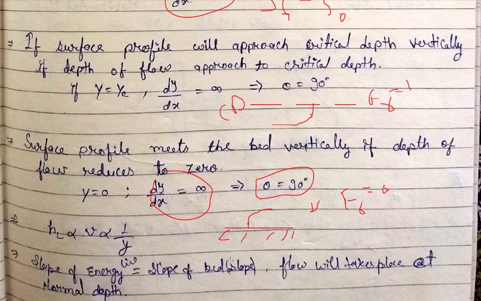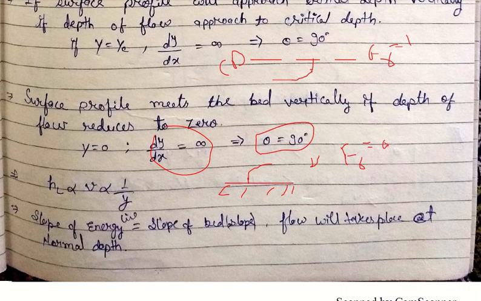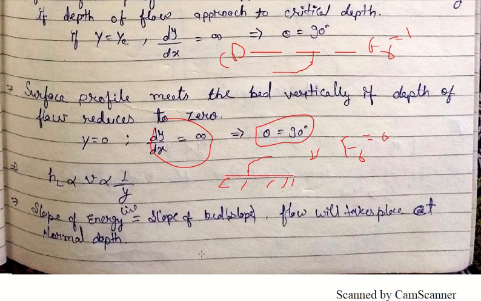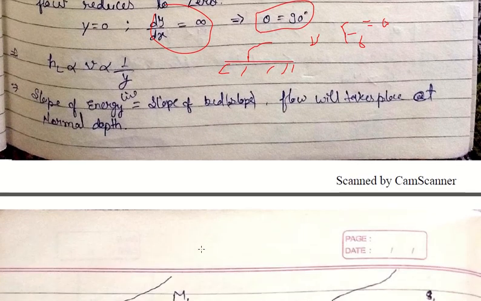As the depth of flow increases, there is an increase in head loss. So we know that head loss is directly proportional to V and inversely proportional to 1, and when the slope of energy and the bed slope are equal, that means flow will take place at normal depth. These are some important points.